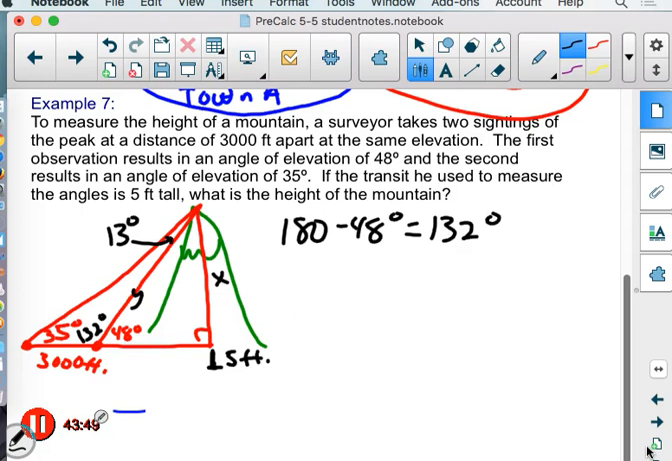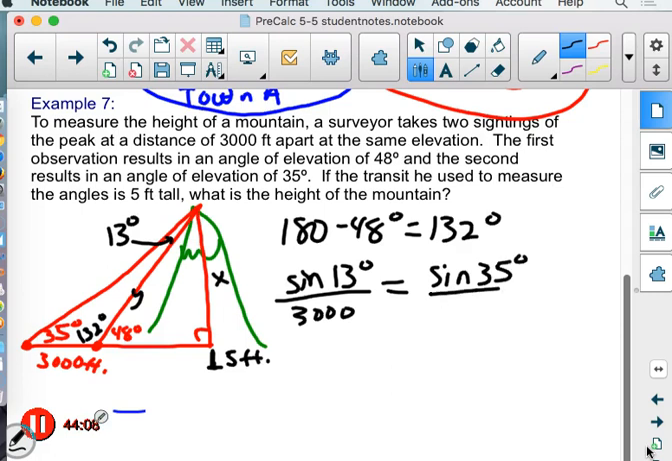Alrighty. So we've got our opposites here. We've got 13 and 3,000. What do we have to use on the other one? The 35. So sine of 35 over our y. So go ahead and find y.